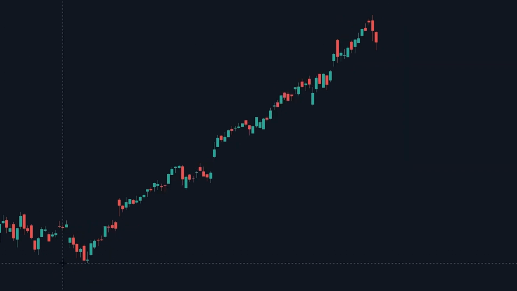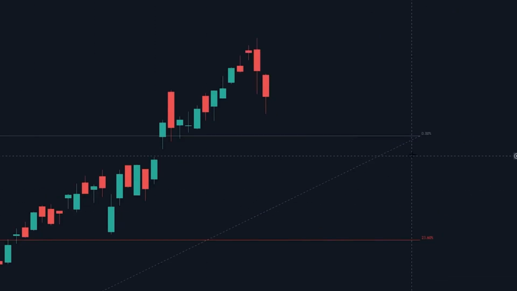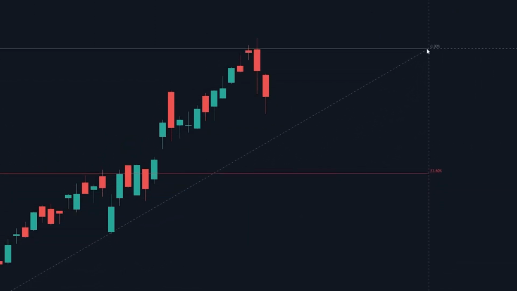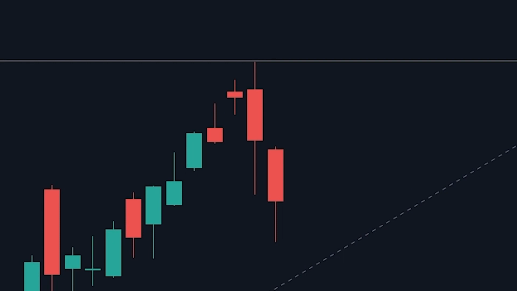The next step is to drag your Fibonacci retracement tool from the swing low to the swing high. One common mistake that I see a lot of traders making is that they drag from the candle's body rather than the candle's wick. The price didn't stop here. Sure, it might have ended up here, but this was not the highest it went. So when making your Fibonacci levels, make sure you're going all the way to the wick.